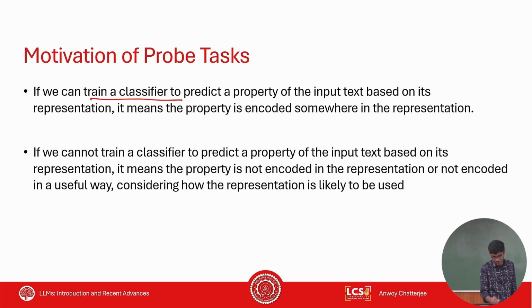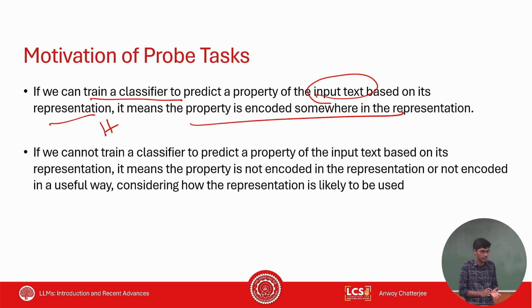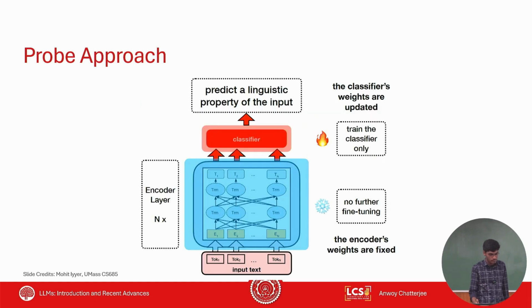That is, when we train a classifier, we are trying to predict a property of the input text based on the representation H, as I said. So we are trying to see if the property is encoded somewhere within it, right? If we cannot train the classifier, there can be two cases. Either there is no information, or there can be a non-linear information. Maybe we need a more sophisticated classifier. Maybe we need a deeper MLP for that. So that is where one of the challenges of probing comes in.